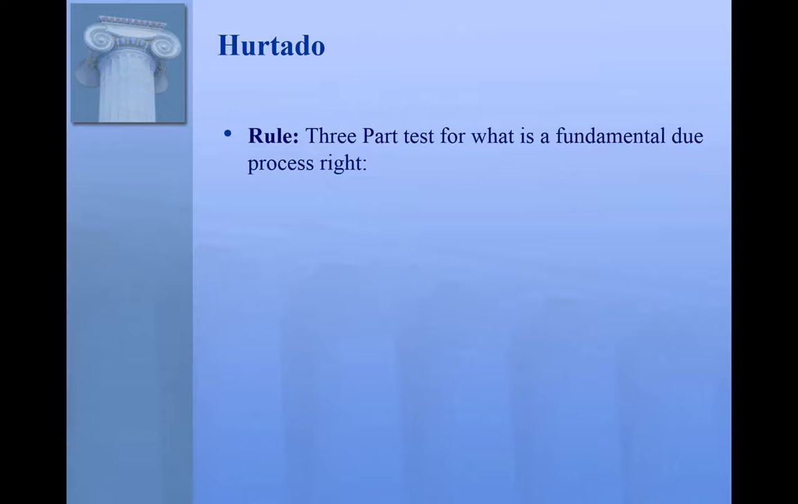So the rule was a three-part test for what is a fundamental due process right. And this is the first time the court is giving us this. It's the first time it's trying to lay out generally what due process in the 14th Amendment means and how we can tell whether a right that someone alleges is a right is fundamental and thus part of the meaning of due process in the 14th.